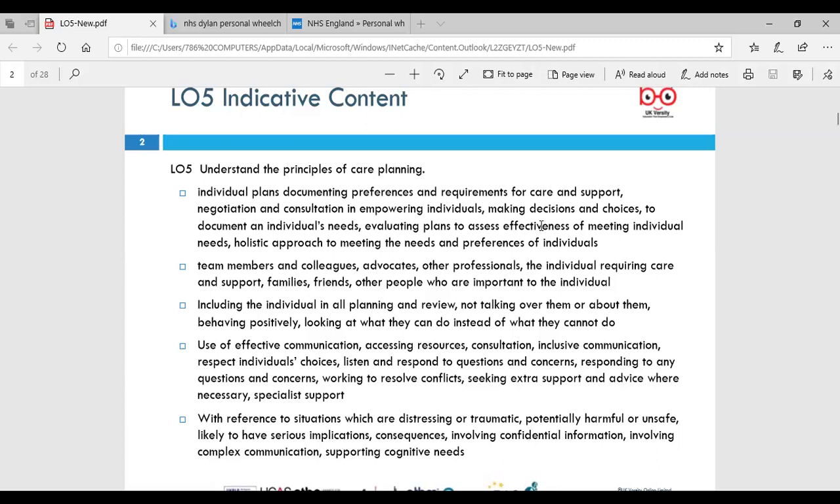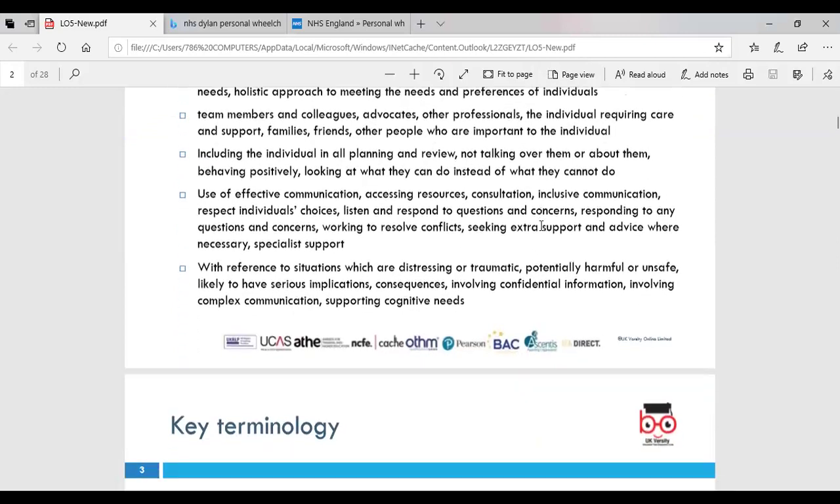Seeking extra support and advice wherever it's necessary, and then you could have specialist support, which we all rely on. Whenever we talk about situations that are distressing or traumatic, they can be potentially harmful or unsafe, and could have serious implications and consequences. This involves confidential information, complex communication, supporting cognitive needs, etc. So we'll talk a bit about all of these.